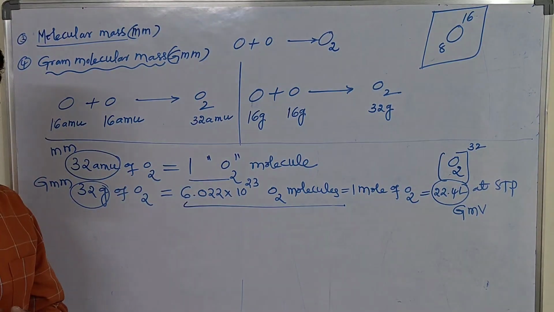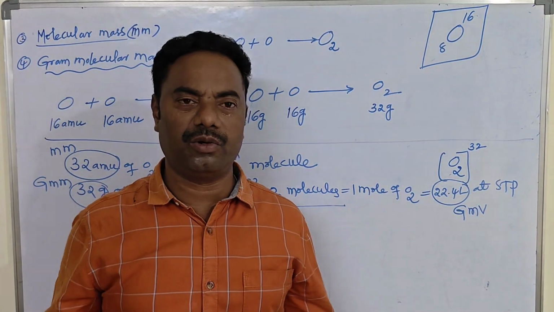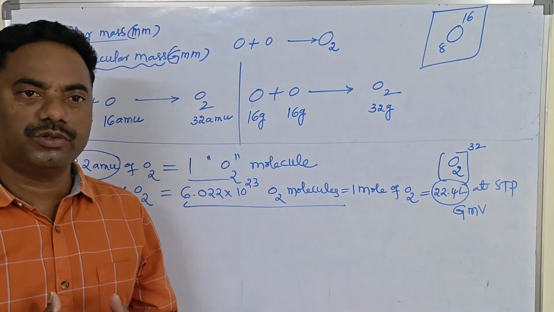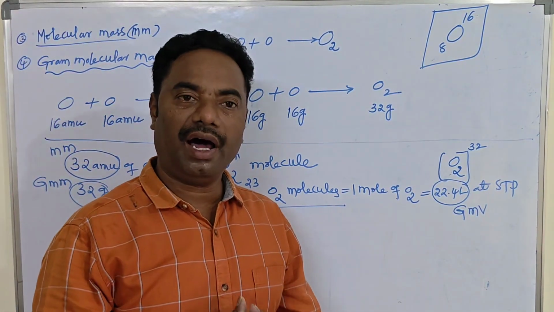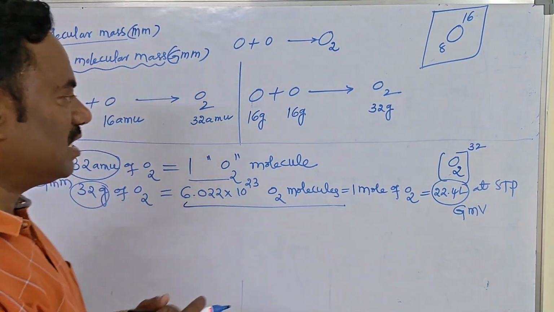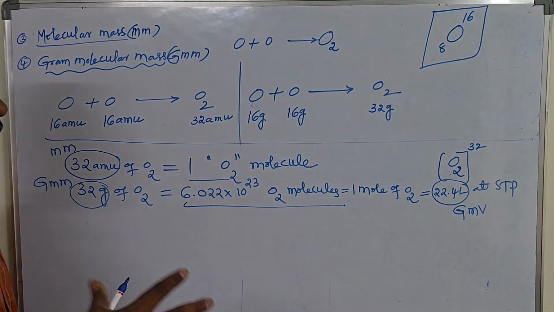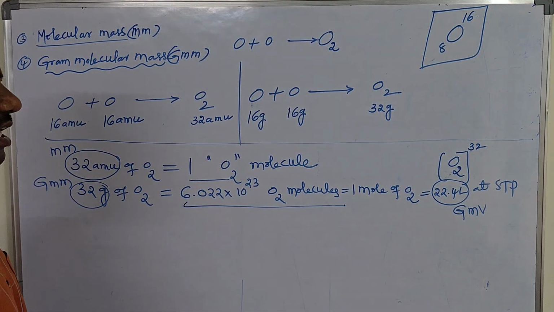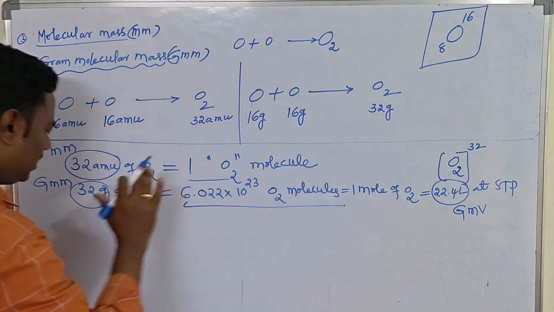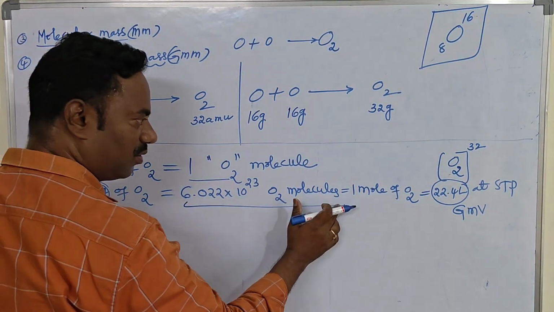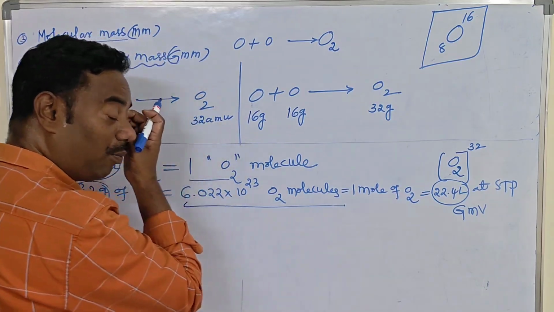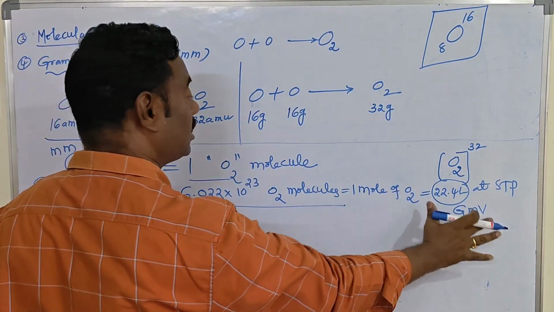This explanation applies for any molecule, whether it is N2 or Cl2 or F2 or CH4 or NH3, ammonia, methane. This concept is applicable for each and every molecule. Same explanation is there. Mass in AMU contains one molecule. Mass in grams contains Avogadro number of molecules, so that it is equal to a mole. If it is a gas, it occupies 22.4 liters at STP.